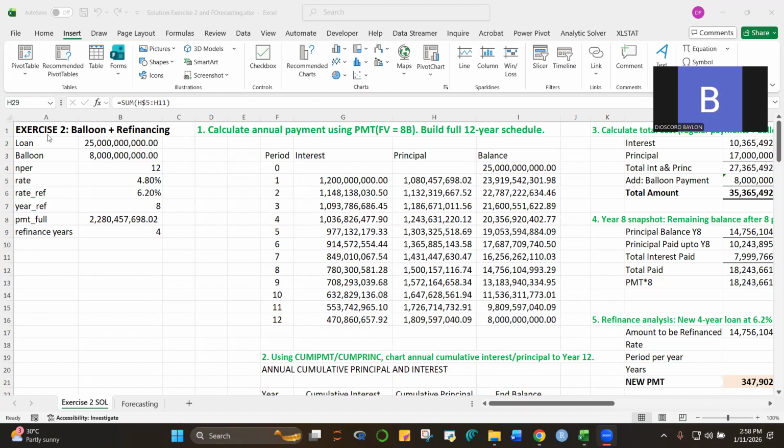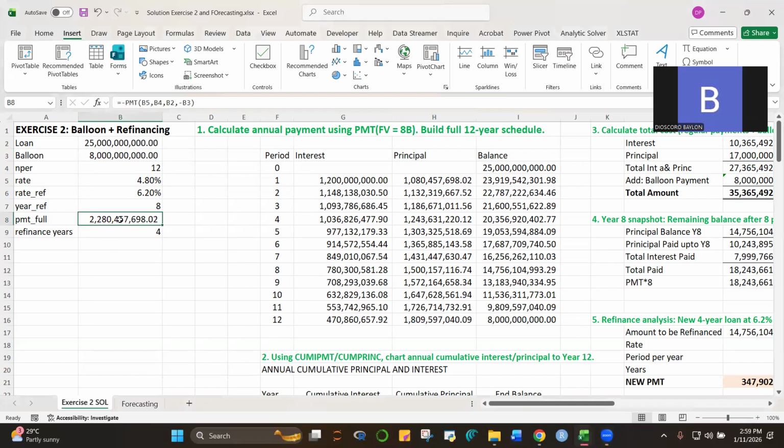Okay, so the problem is all about a loan of DND for 25 billion, and there's a balloon payment of 8 billion, which means that at the end of the 12-year period, the DND will be paying the 8 billion remaining balance. The rate of the loan is 4.8%. So let's start with that and create our amortization table.